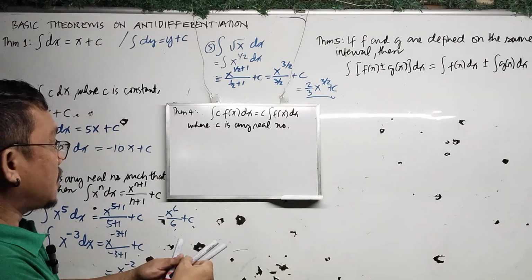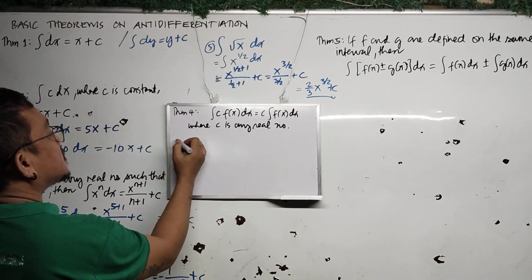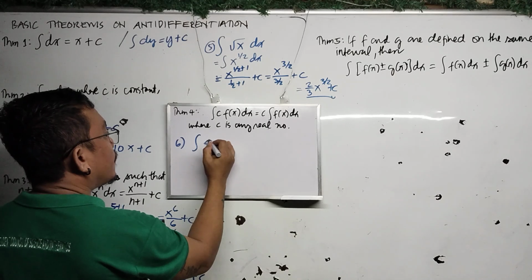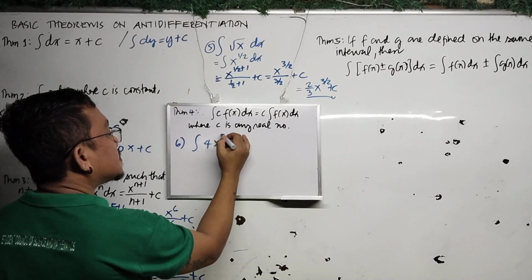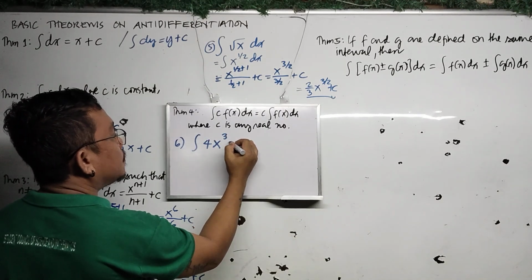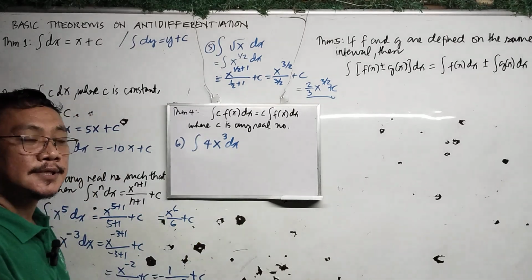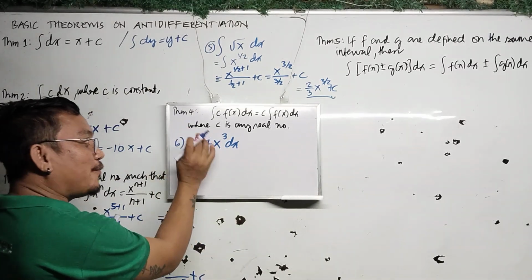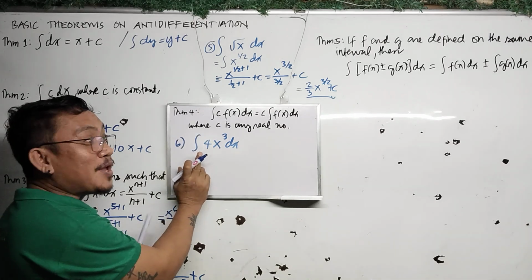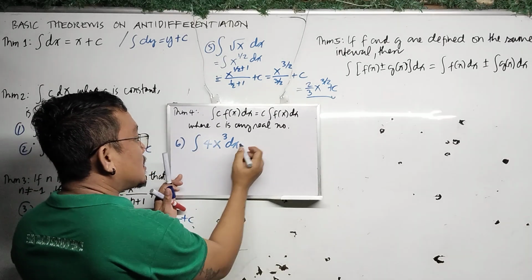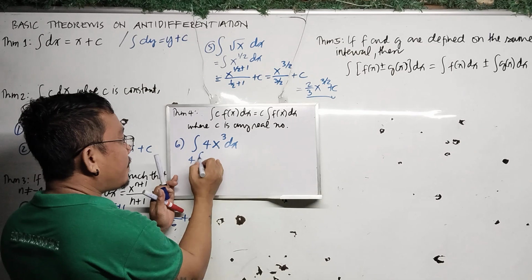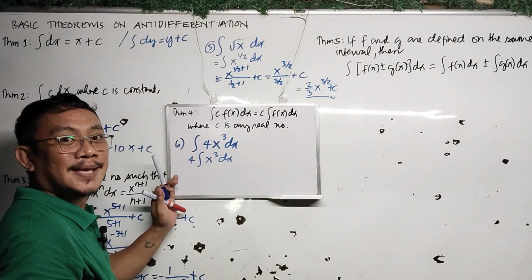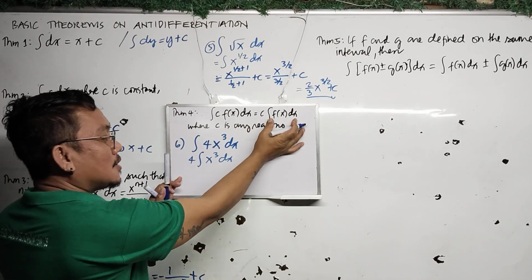Example number 6. Integral of 4x cubed dx. The integral of 4x cubed dx. Now, according to theorem 4, kaning constant na 4 imo ipagawas. So, in other words, mahimo ni siyang 4 integral of x cubed dx. Okay? So, klaro na.